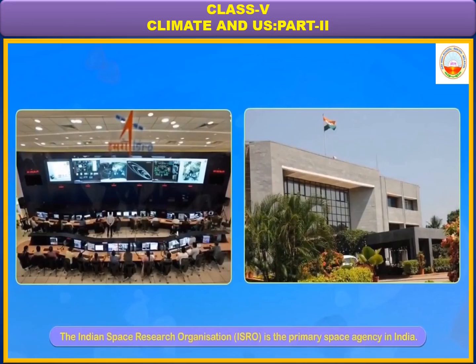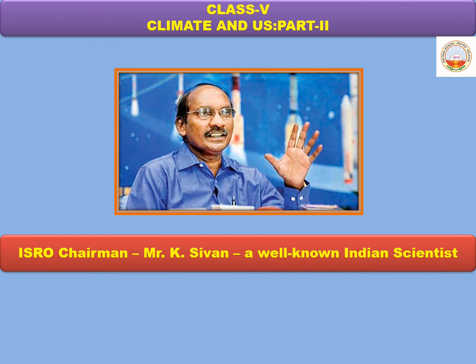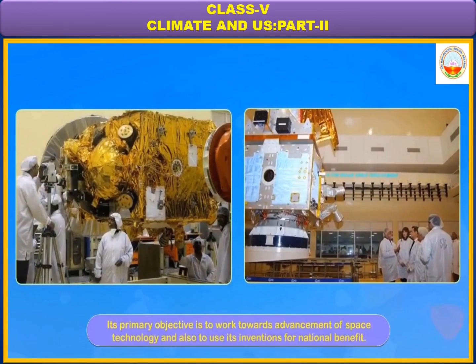The Indian Space Research Organization, ISRO, is the primary space agency in India. The present ISRO chairman is K. Sivan, a well-known Indian scientist. ISRO is amongst the largest government space agencies in the world. Its primary objective is to work towards advancement of space technology and also to use its inventions for national benefit.